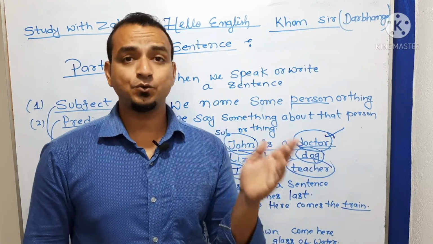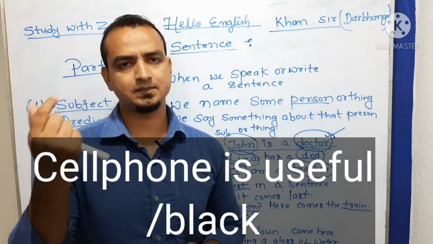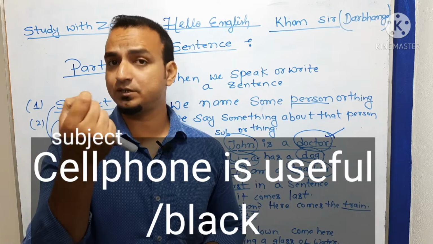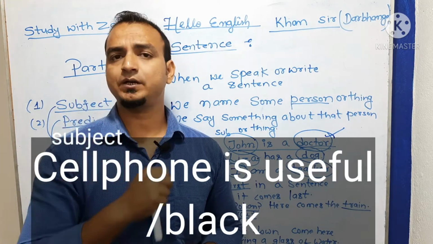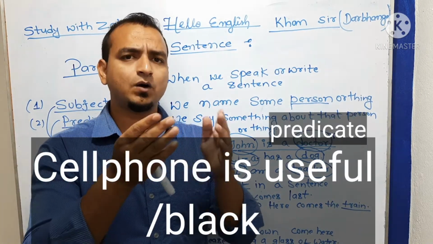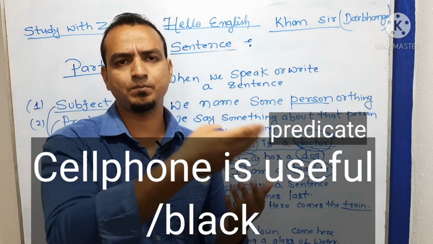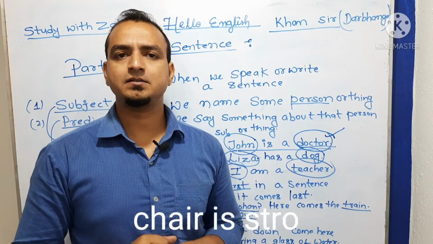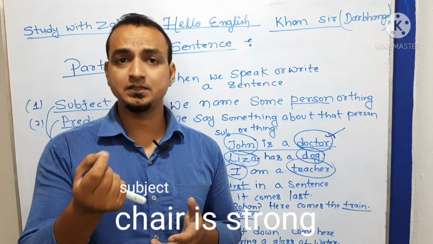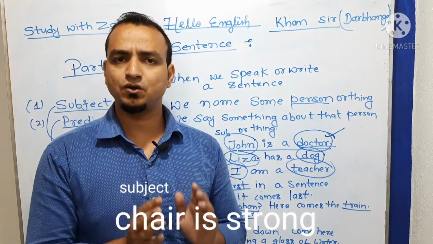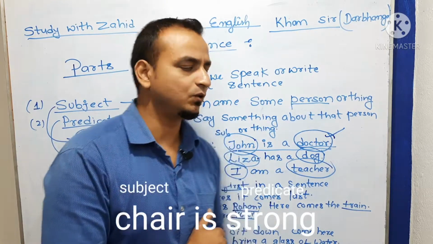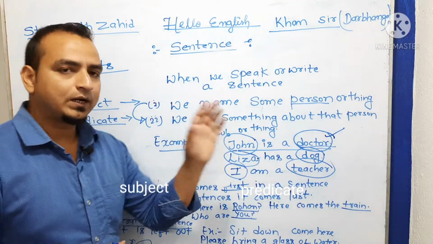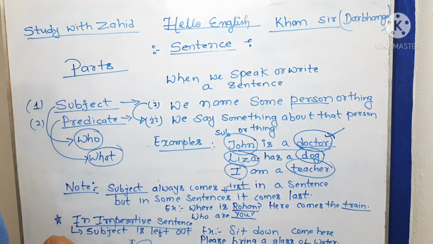"Cell phone is useful." Cell phone is the subject because we are talking about the cell phone. So cell phone is the subject, and what is the cell phone? Cell phone is black. So black is the predicate. Okay. "Chair is strong." Subject, chair; strong, predicate.